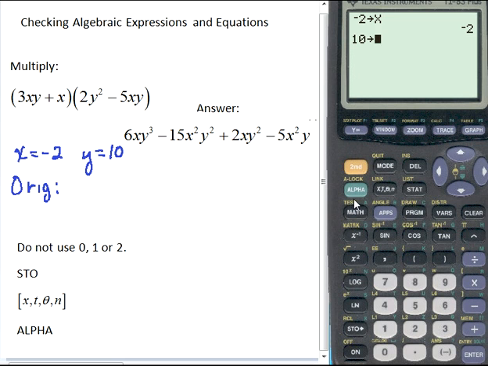Now, how do we get y? We use this alpha key, in conjunction with the letters of the alphabet that are written above all these keys here.